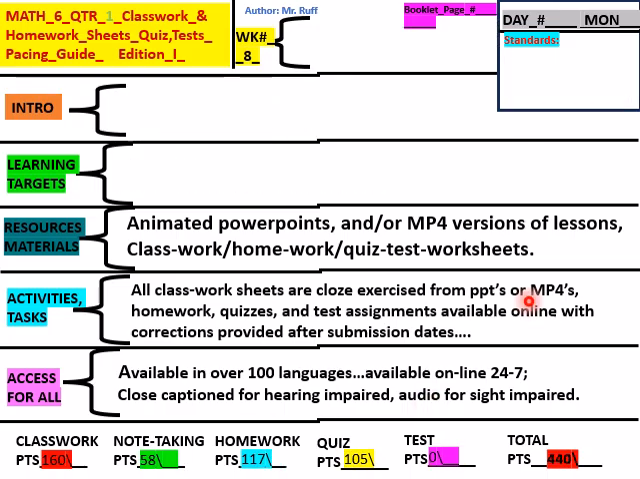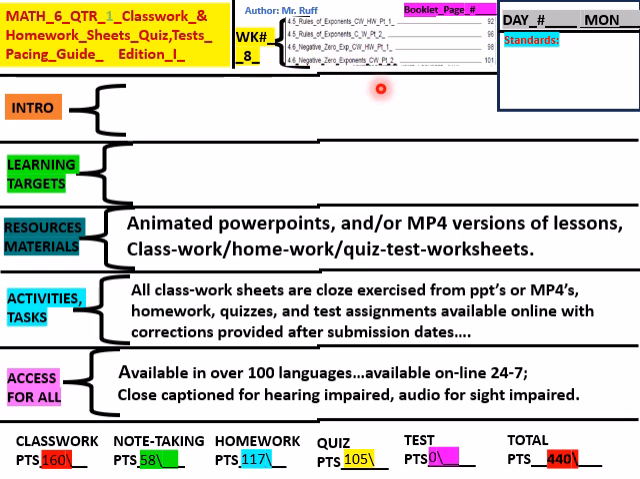Let's go right into page 1 here, week 8 of Math 6, quarter 1. And then we start here with our content. We got 4.5 rules of exponents, classwork homework part 1. And then 4.5 rules of exponents, classwork part 2. And then 4.6 negative and zero exponents, classwork homework part 1. And then 4.6 negative and zero exponents, classwork part 2.